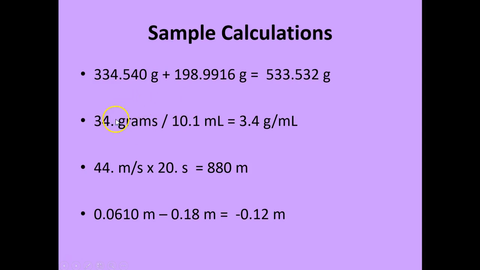If I'm taking 34 grams and dividing by 10.1 milliliters, now it's a multiplication or division operation. And so I'm going to round my answer to the number of significant figures that is equal to the measurement with the fewest significant figures. So this measurement has 2 significant figures. This one has 3. And so I'm going to round my answer to 2 significant figures.